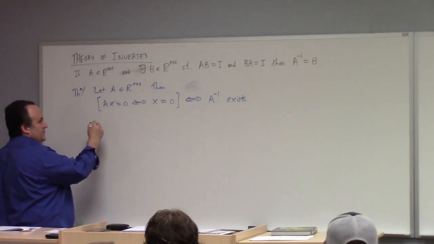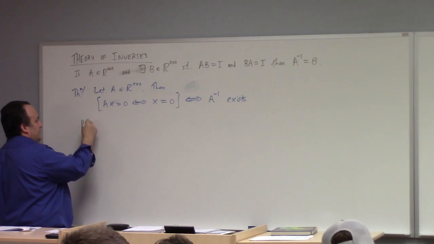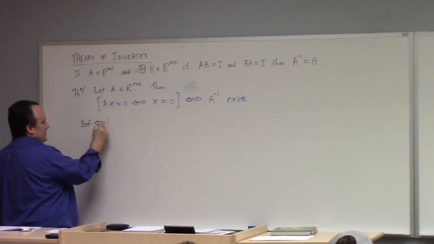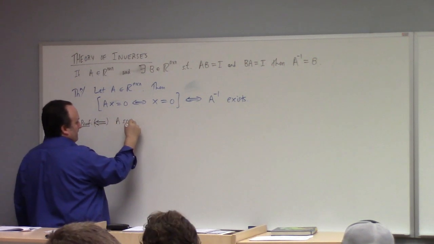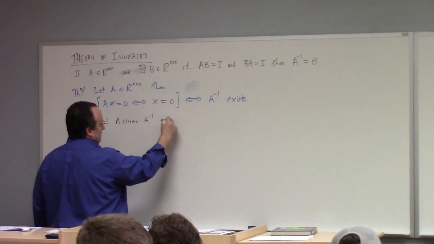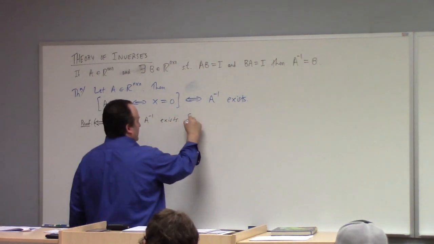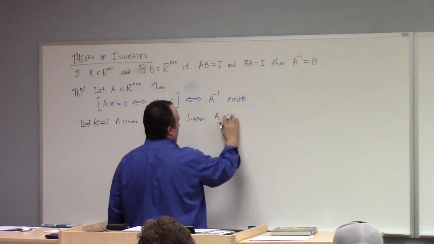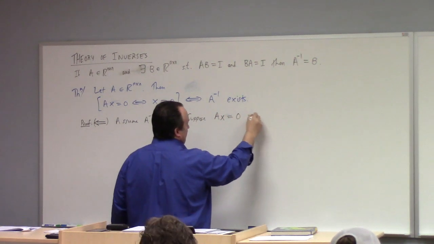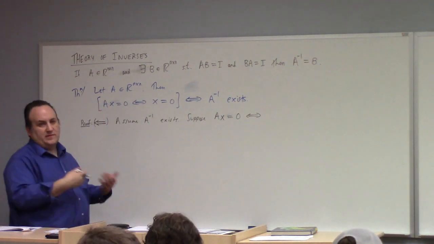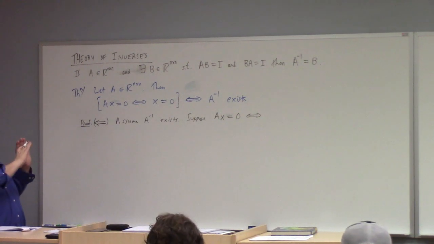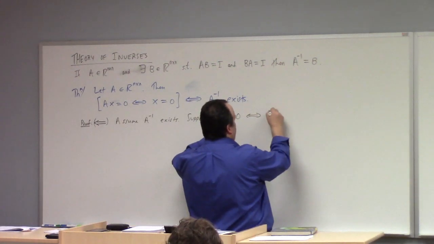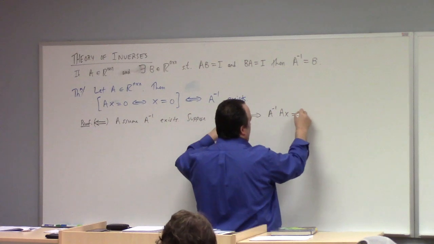So this is a biconditional proof. Let's assume A inverse exists, right? Suppose AX is equal to 0. That's true if and only if what? That would be interchangeable with, we can multiply the equation on the left by A inverse, right? So this would be interchangeable with A inverse AX equal to A inverse times 0, right?